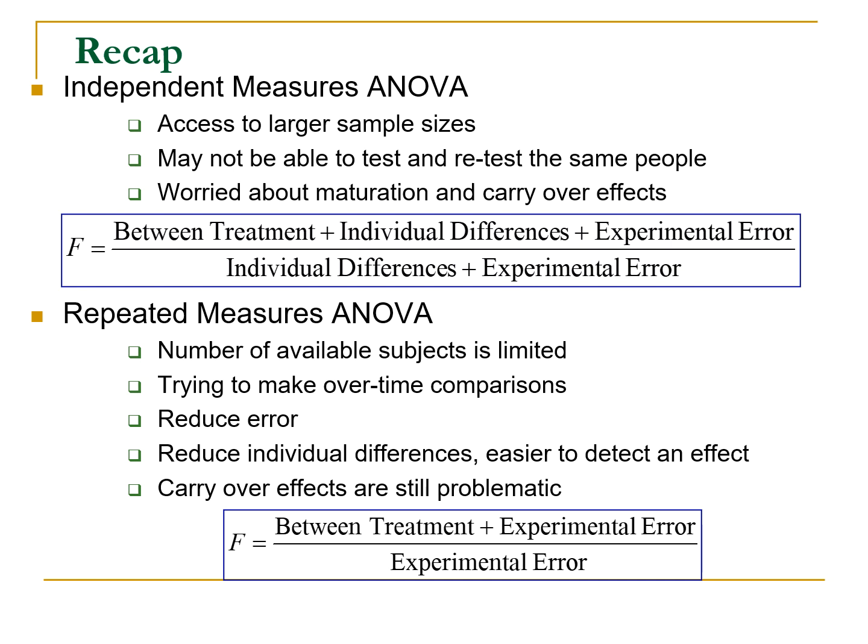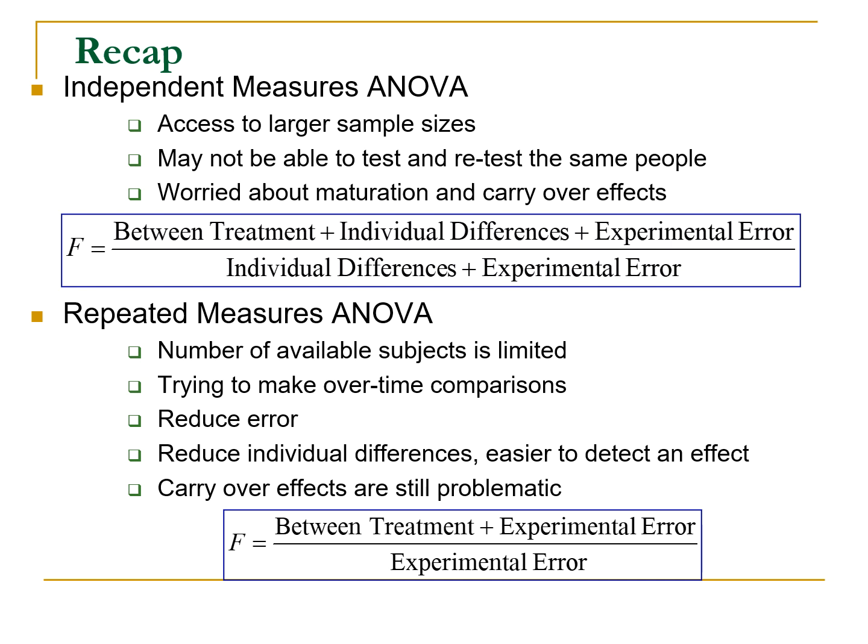For the repeated measures ANOVA, the number of subjects is limited. That might be one of the reasons we're using this. We're trying to make over time comparisons. In other words, our hypothesis includes maturation. We're trying to simply reduce error and make a more powerful design.